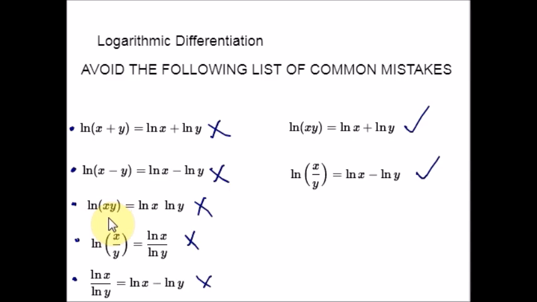ln of x times y equal to ln of x times ln of y. This is also a wrong step. For x divided by y, some students directly apply ln to each term in the numerator and denominator. In the same way, they write ln of x over ln of y equal to ln of x minus ln of y. Please compare these two. There is so much difference between them.